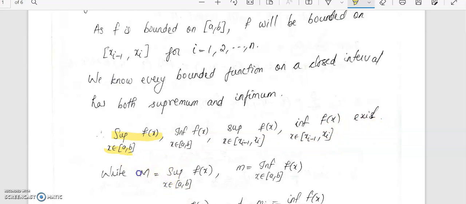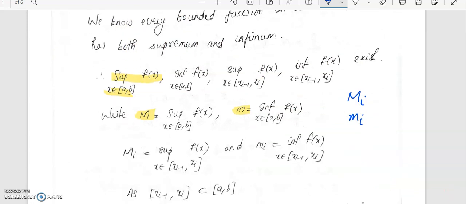Now we'll call capital M the supremum of f on the closed interval [a, b] and small m the infimum of f on the closed interval [a, b]. So capital M is the supremum of f and small m is the infimum value. Similarly, we'll take capital Mi and small mi. Capital Mi is the supremum of f in the subinterval xi minus 1 to xi. Small mi is the infimum of f(x) in the subinterval xi minus 1 to xi.